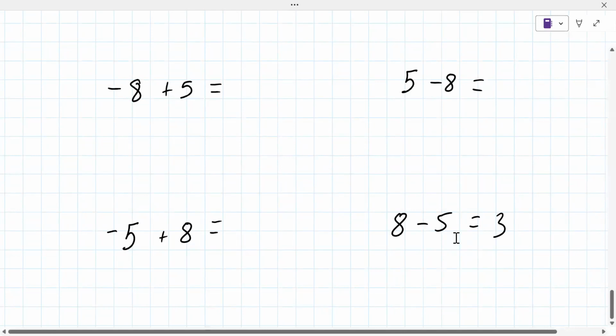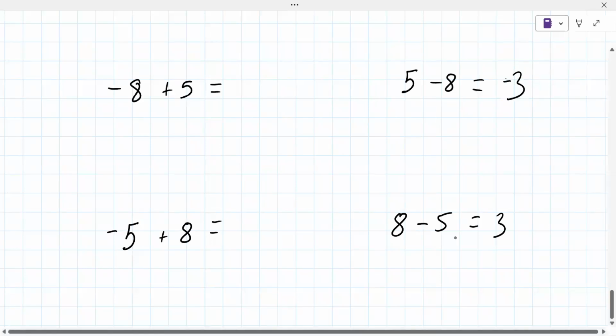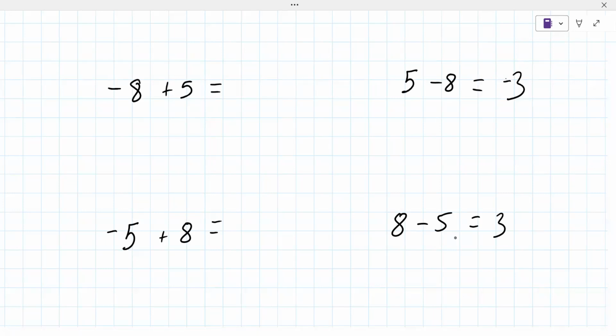Where was I? 5 minus 8. So shouldn't that be -3? Just give me the four answers. I'll give you feedback when you're all done. My -5 plus 8. Shouldn't that be the same as well? I think that should be the same. Give me the numbers. Hold on.